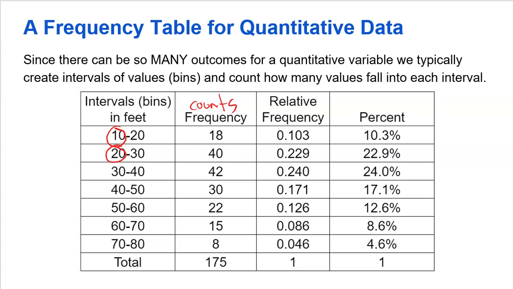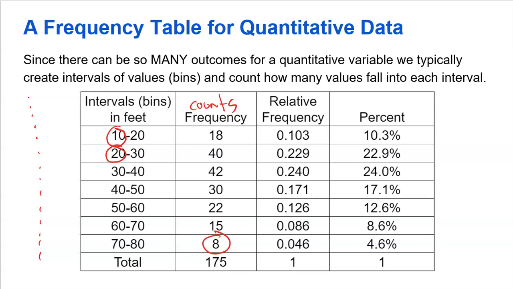So it's super important for you to understand that when we examine, for example, the 8 trees that were 70 to 80 feet tall, just looking at this table, we actually don't know what those trees were. They could have all been 75 feet, or there could have been a 71, a 72, a 73.4, a 76.9. I mean, we don't know. All we know is that there were 8 trees that fell into that interval. Without seeing the actual list of all the different heights of the 175 trees, I don't know the exact heights, just that 8 of them fell into that interval or that bin.